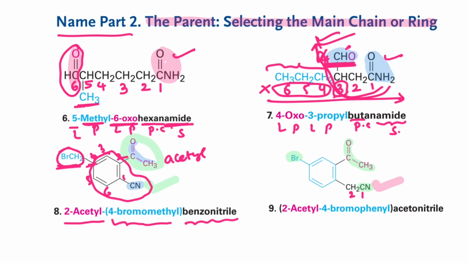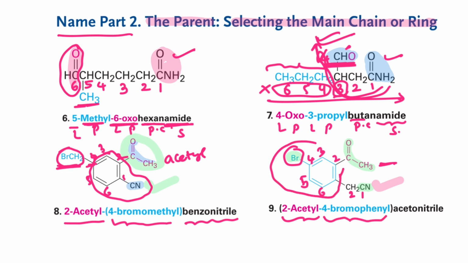What is the substituent now? This is 1, 2, 3, and 4, 5, and 6. At which position is this substituent? Second position, acetyl. Fourth position, bromo is there, therefore 4-bromophenyl. This is called 4-bromophenyl acetonitrile. What do you call this? Acetonitrile.